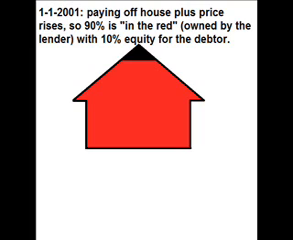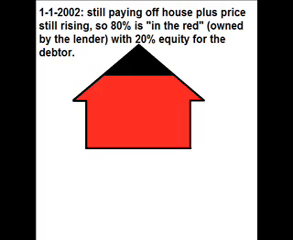Okay. Now, another year later, 1/1/2002. They're still paying off the house, plus the price is still rising. This is great. 80% is in the red, owned by the lender, the creditor, the financing institution. And then 20% equity owned by the debtor. Oh my, they're really happy. They're thinking about doing a HELOC loan right about now, but they don't do that now.